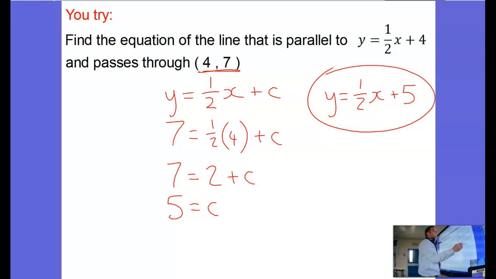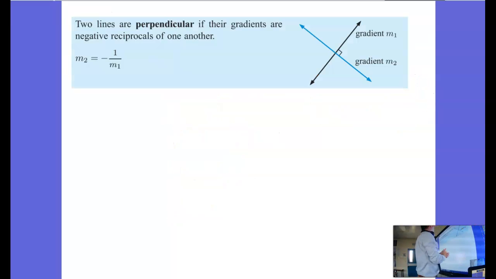Okay? Moving on to perpendicular now. That's parallel, same gradient. Simple. Perpendicular lines are a little bit more tricky. Something that we need to remember is that perpendicular lines have gradients that are the negative reciprocals of one another. Say that again, negative reciprocals.